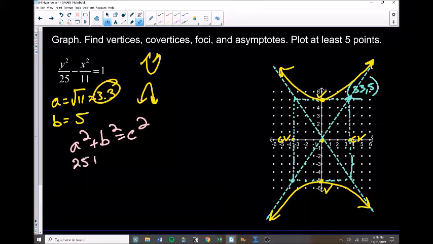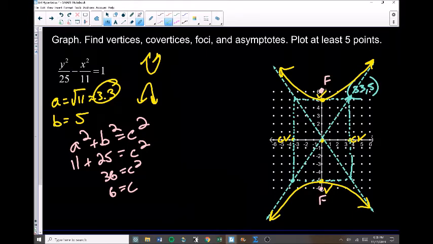So that's 25 plus 11. Technically it's 11 plus 25. I mean, this is where it doesn't really matter. But technically the a squared is 11 and the b squared is 25. So 36 is c squared. So 6 is c. So there's going to be a focus here and a focus here.